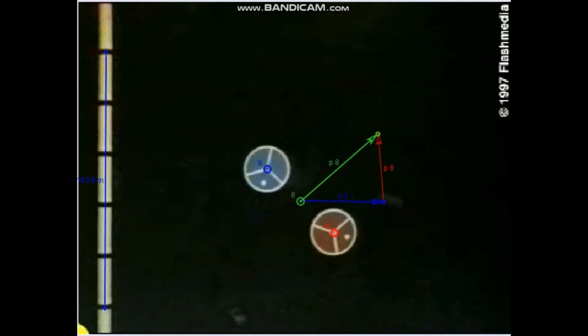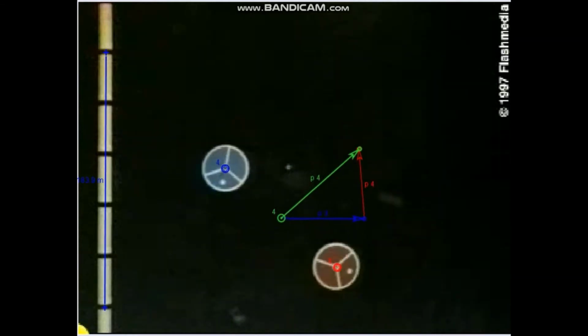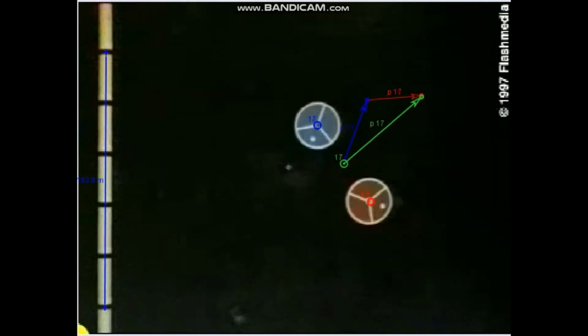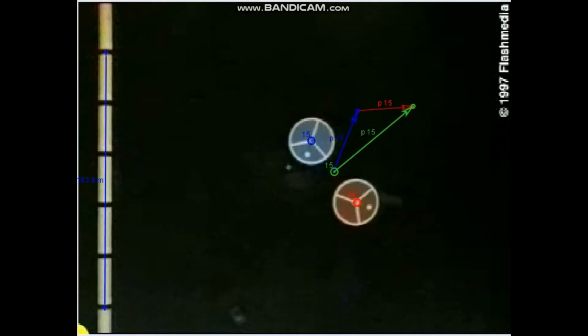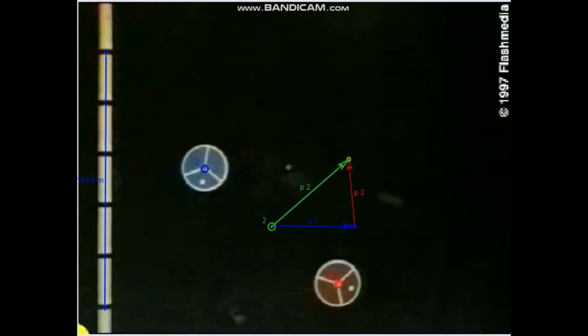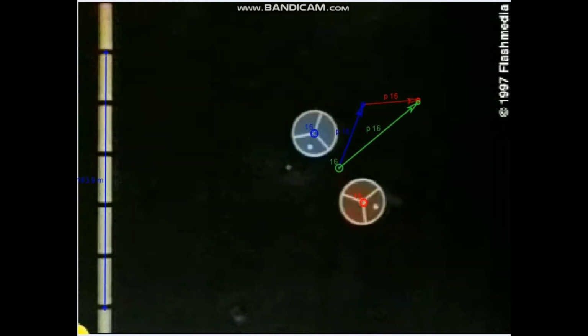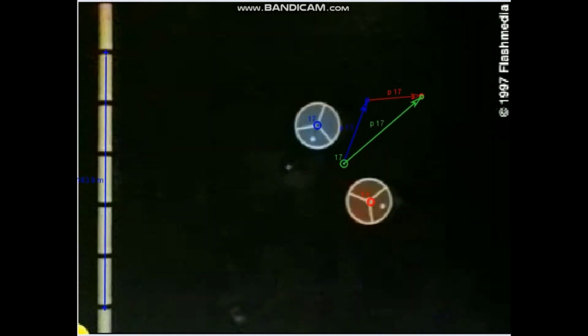And next to them, or in the middle of them, there is a vector diagram. And these vectors show the momentums of each object. The blue vector represents the momentum of the blue puck, and the red vector represents the momentum of the red puck. And the green vector is the total momentum. You'll see that it's drawn so that it is the sum of the blue and the red vectors.